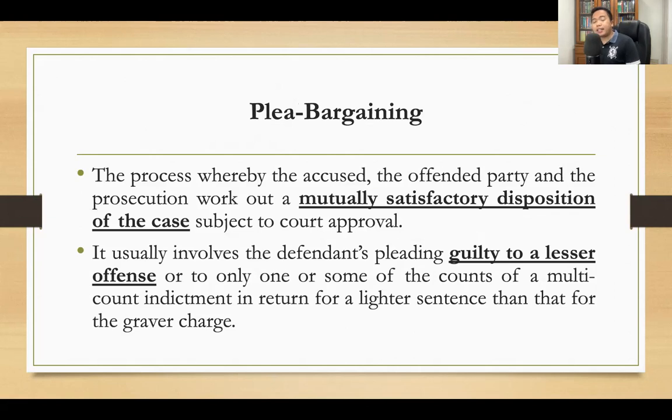Now, plea bargaining, class, this is where the accused is trying to strike a deal with the prosecution. This is where the accused would like to propose to enter into a plea of guilty to a lower offense. Now, this is the process whereby the accused, the offended party, and the prosecution work out a mutually satisfactory disposition of the case. Okay.